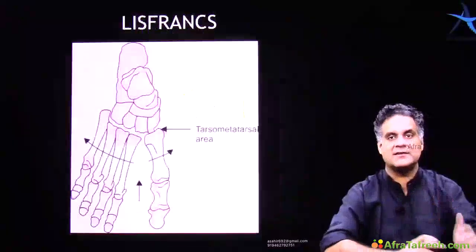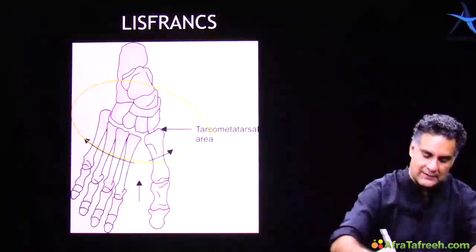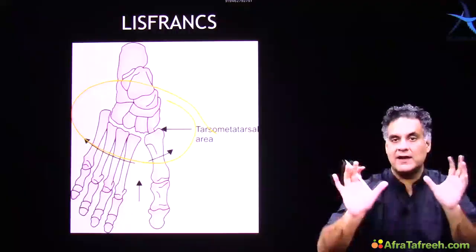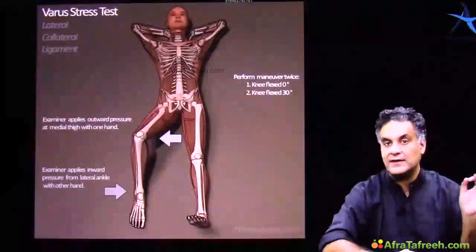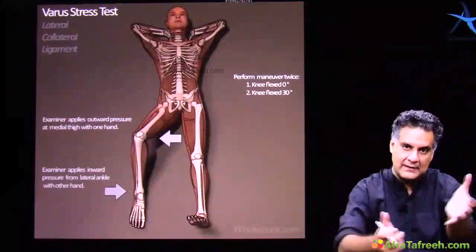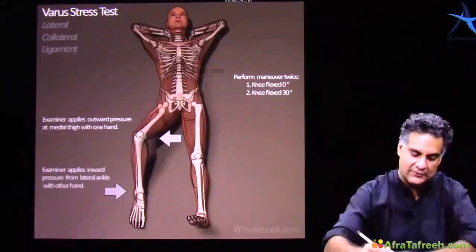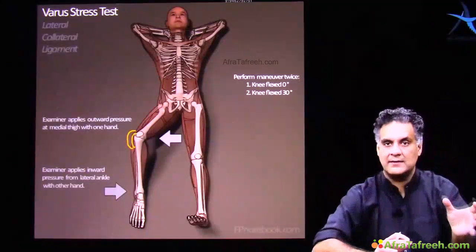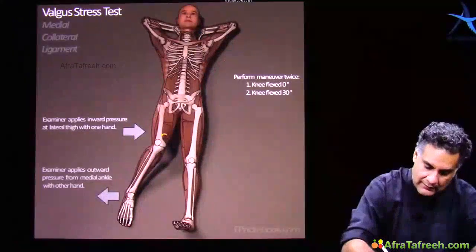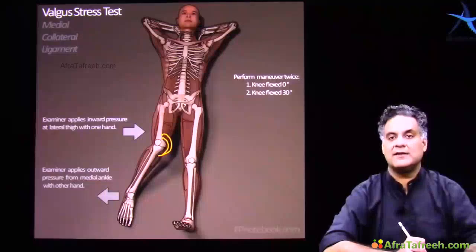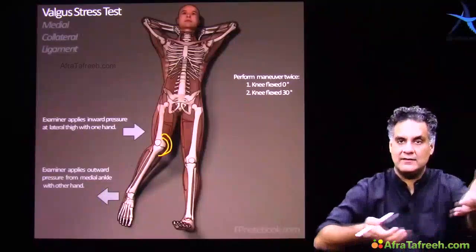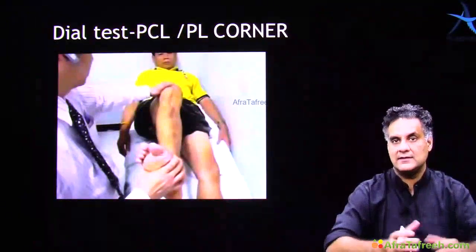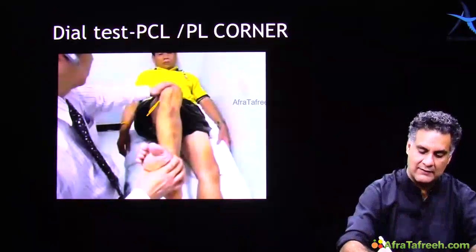Chopart's dislocation, intertarsal area. Lisfranc's amputation, tarsometatarsal area. Lisfranc dislocation, tarsometatarsal area. So they are anatomical terms. When I look at the knee joint, when I take my leg in, I am testing for the lateral structures called the lateral collateral ligament. So with the varus stress, the lateral collateral ligament is tested. With the valgus test, the medial collateral ligament is tested. So when you're doing the valgus, meaning taking the leg out, you are testing for the medial collateral ligament. Dial test tests the posterolateral corner in the knee, which is a very, very important corner.